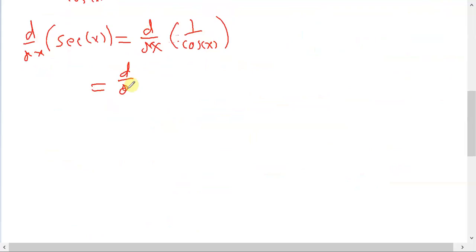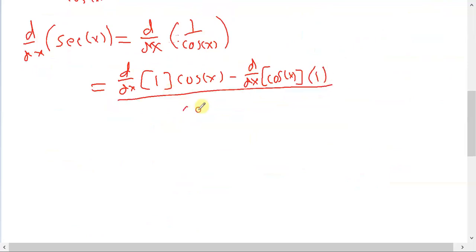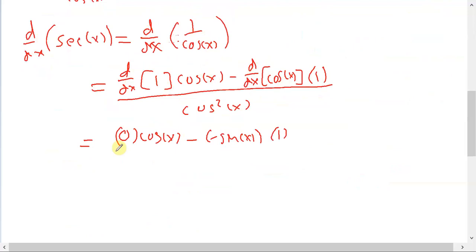I'm going to take the derivative of the top times the bottom minus the derivative of the bottom times the top. And that's all divided by the bottom squared. So taking those two derivatives, derivative of 1 is 0, so this whole term is going to go away, minus derivative of cosine is a minus sine times the 1. You don't have to write that, but there it is. And that's divided by cosine squared.